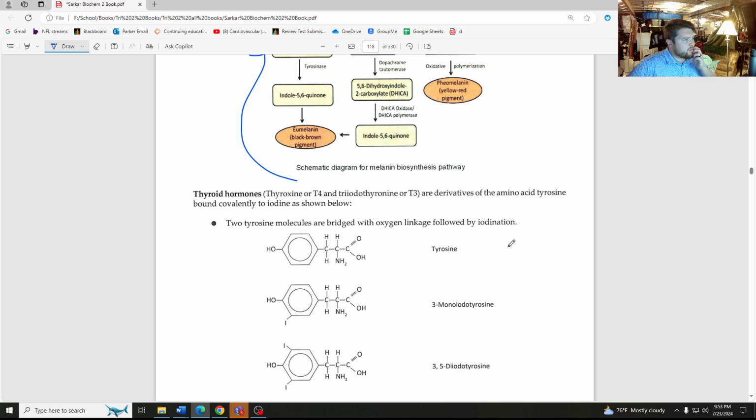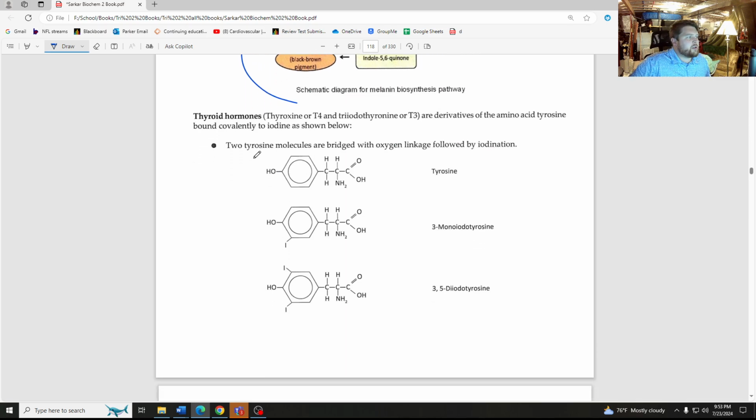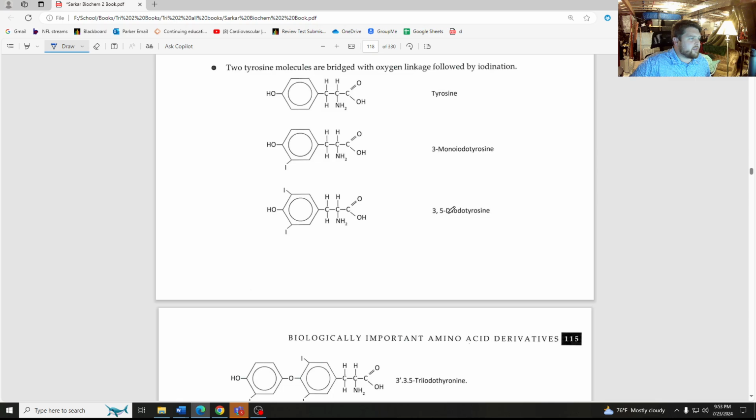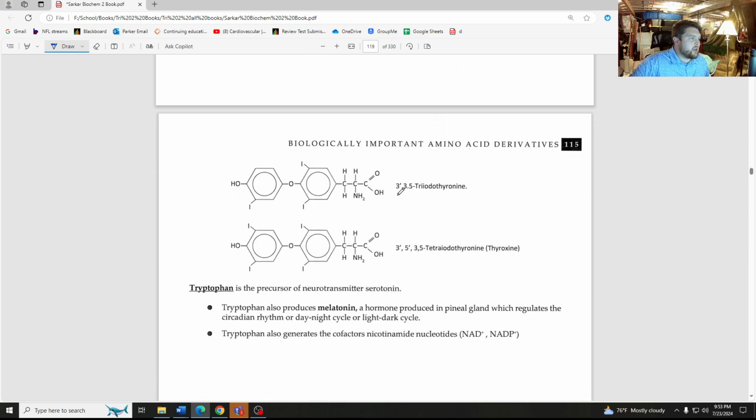Also, our thyroid hormones, thyroxine or T4, and triiodothyronine or T3, are derivatives of the amino acid tyrosine bound covalently to iodine as shown below. Two tyrosine molecules are bridged with oxygen linkage followed by iodination. So here we have our tyrosine, 3-monoiodotyrosine, 3,5-diiodotyrosine. So there's one iodine bound, two iodine bound.